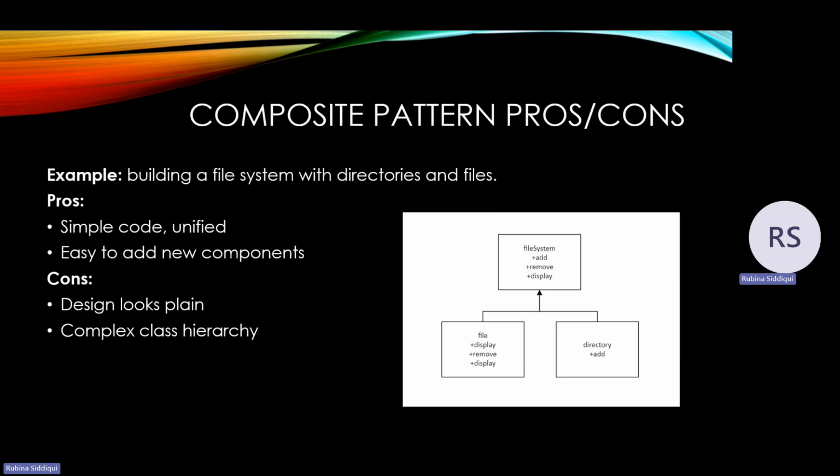So for composite pattern pros and cons, my example was building a file system with directories and files. The pros would be simple code and it's all unified, and it's easy to add or delete new components. Cons would be the design is really plain, and some people don't like that. But the class hierarchy could get really difficult with the more methods you add and everything. So this is my example on the side, the UML diagram. We've got file system, you've got add, remove, display. You've got directory add, and file has display, remove, and display. So they all tie into file system.